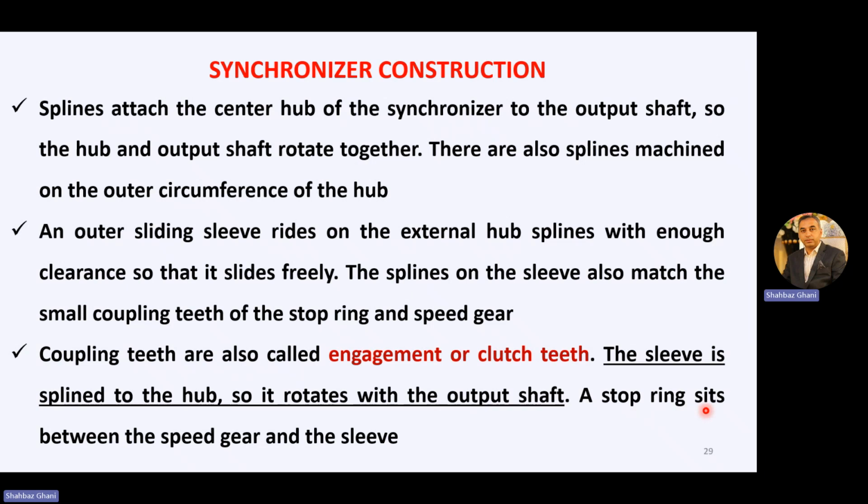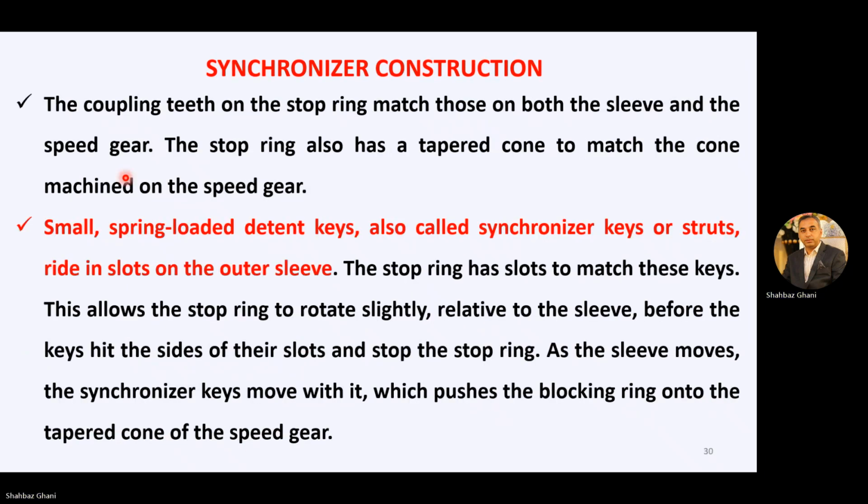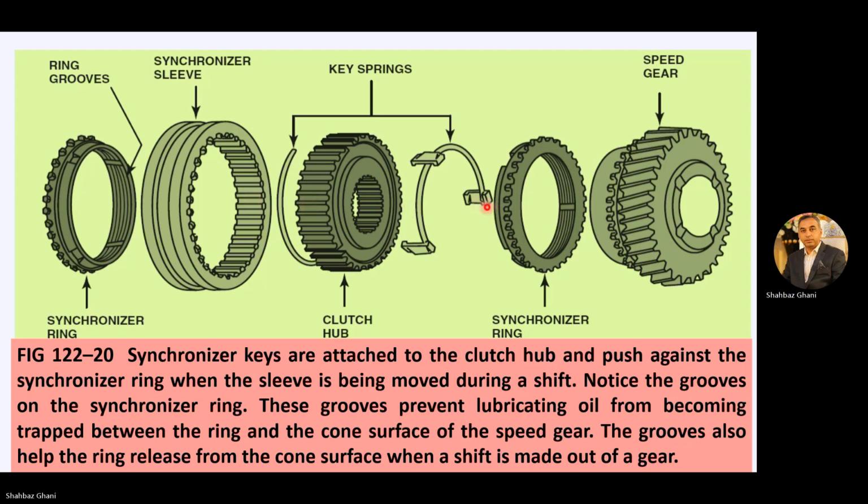A stop ring sits between the speed gear and the sleeve. The coupling teeth on the stop ring match those on both the sleeve and the speed gear. The stop ring also has a tapered cone to match the cone machined on the speed gear. These are the tapered cones, okay?